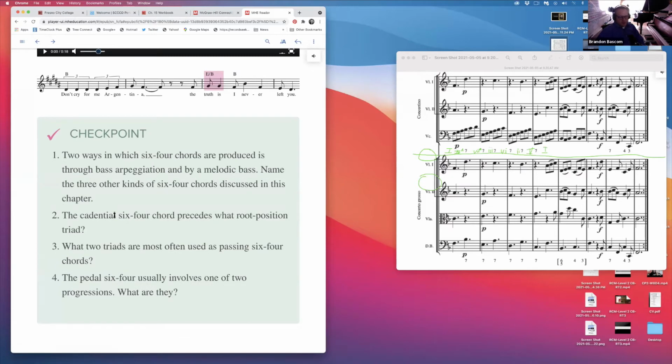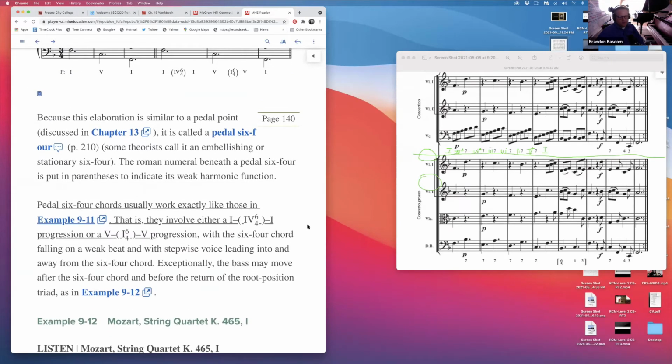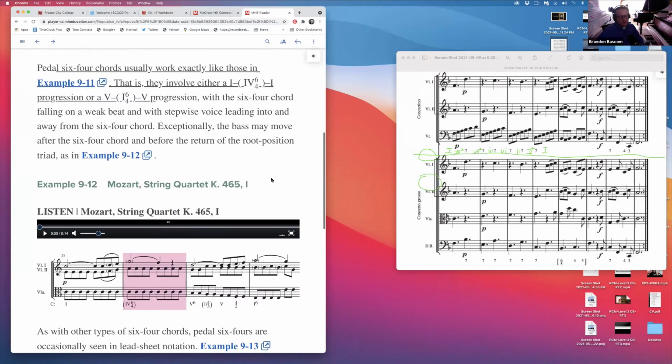The pedal 6/4 usually involves one of 2 progressions. What are they? We glossed through that too. It's right here. 1/4/6/4/1 or 5/1/6/4/5 are those 2 progressions. And then they give you an example that does exactly not that.